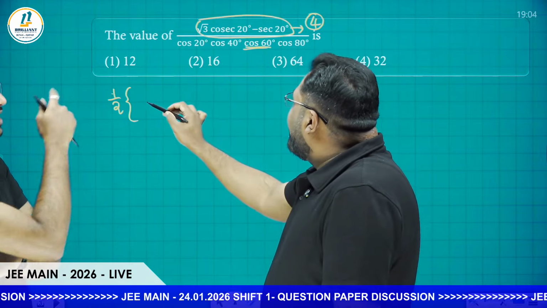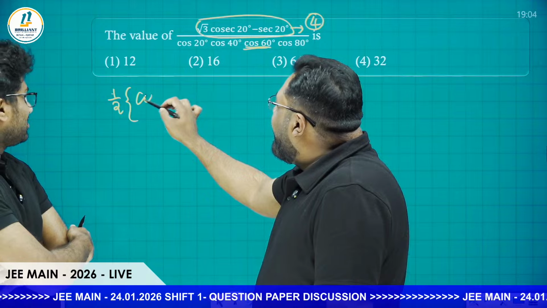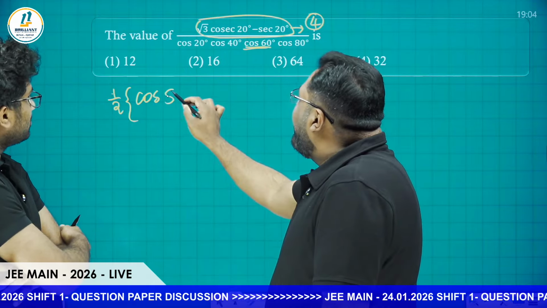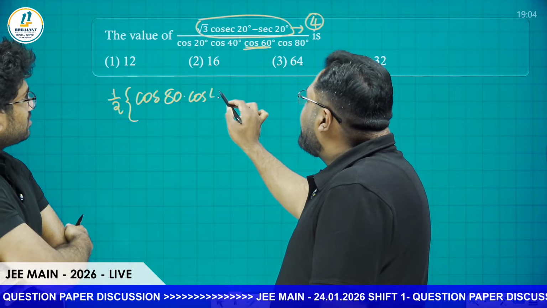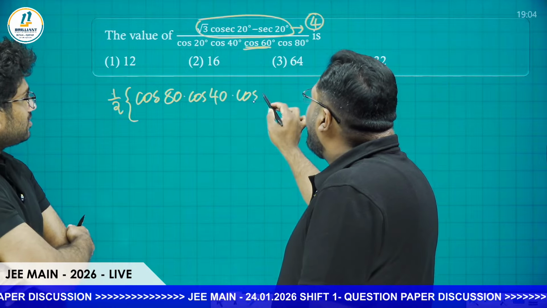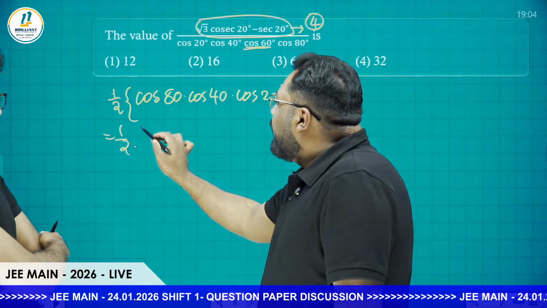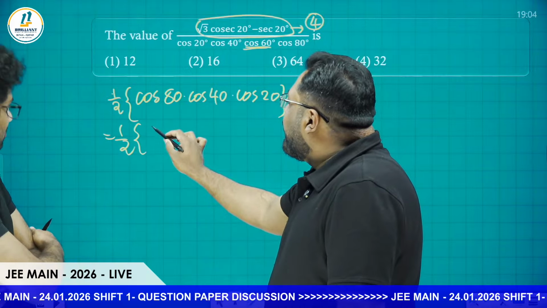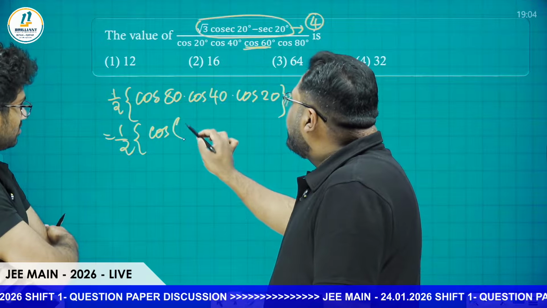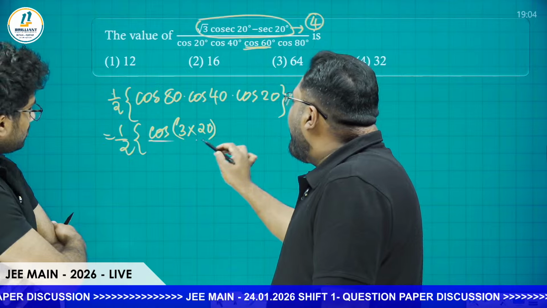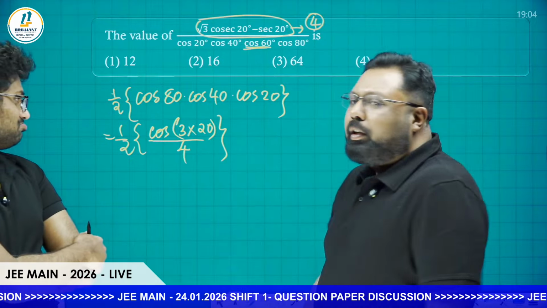We have this direct formula, sir. Cos 80 into cos 60, cos 40 into cos 20. We have a direct formula for that. Cos theta into cos 2 theta into cos 4 theta is going to be sin 8 theta by 8 sin theta, with 3 into 20 by 4. It's very easy.